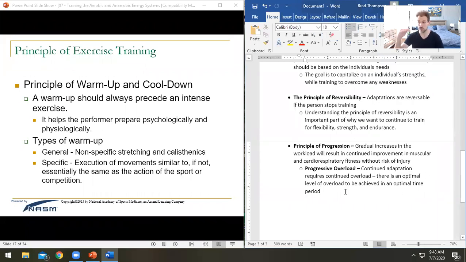You want to go through strength endurance, hypertrophy, max strength, back to strength endurance, if you're trying to see continued strength gains. Now, this is where they call it the principle of warm up and cool down. I'm not going to call it that, but we do want to talk about warming up and cooling down because they are very important things.